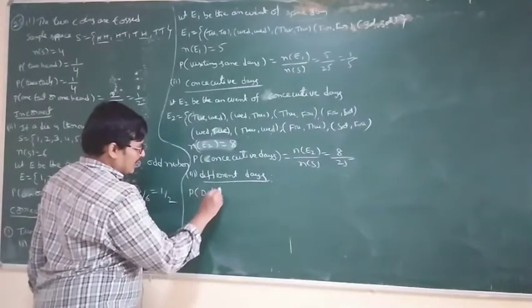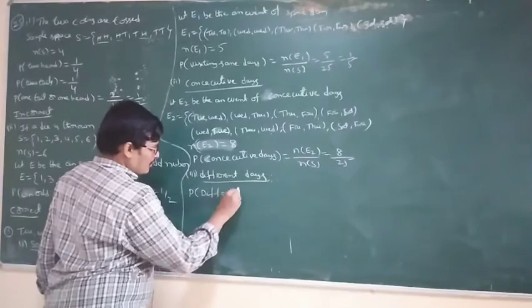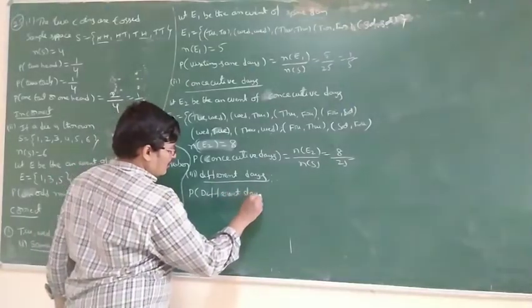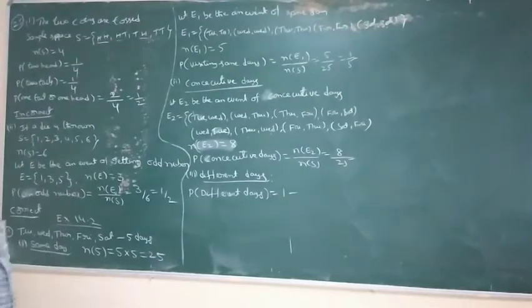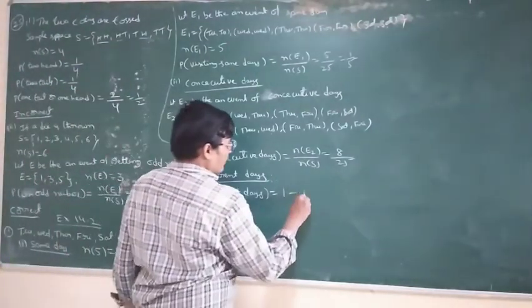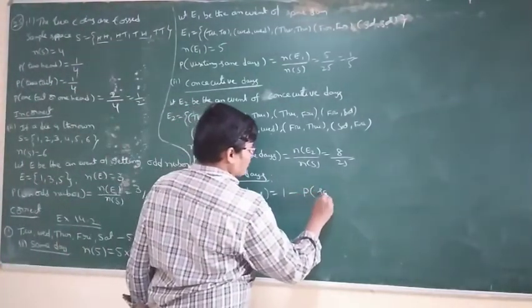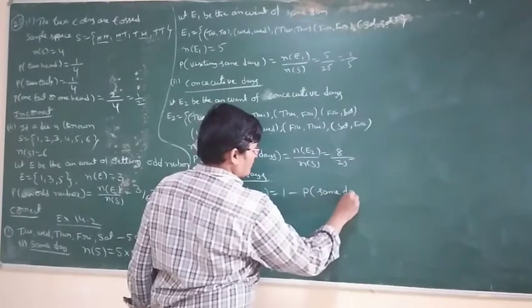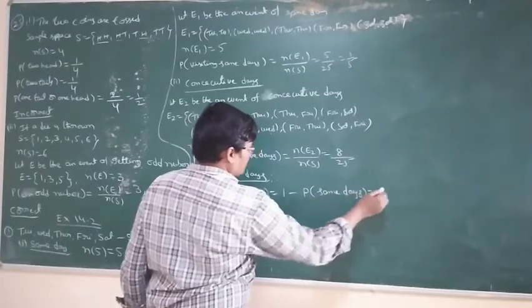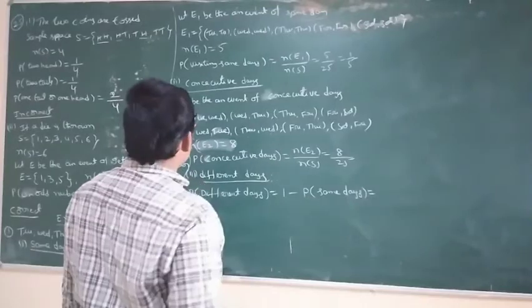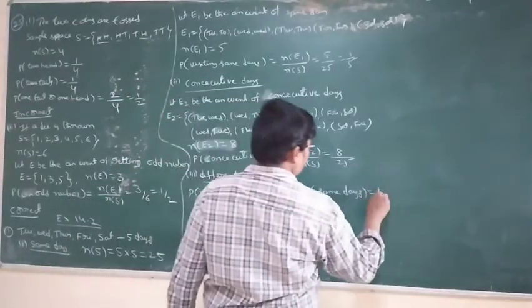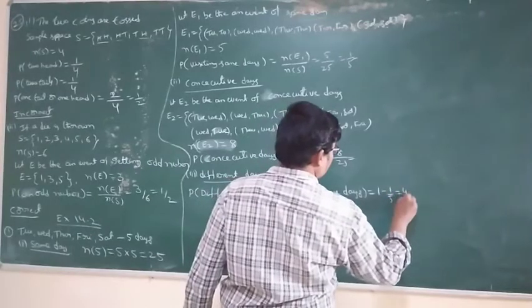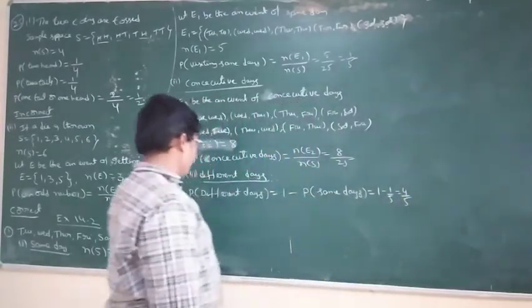So probability of different days is equal to 1 minus probability of same days. Same days, how many? 5. So 1 minus 1 by 5 is equal to 4 by 5.